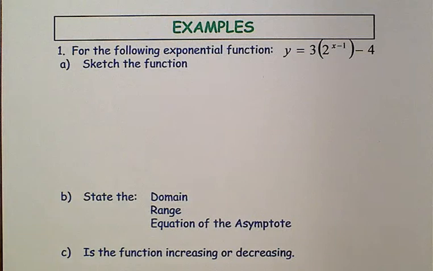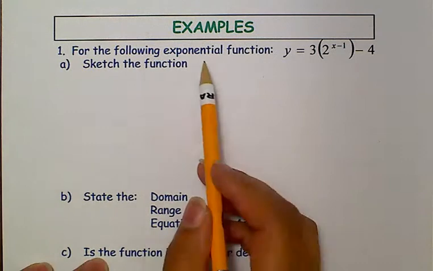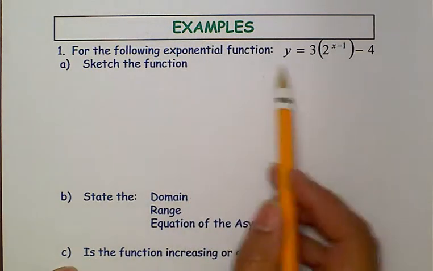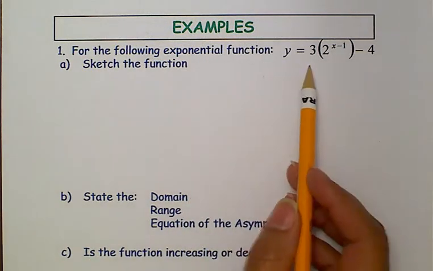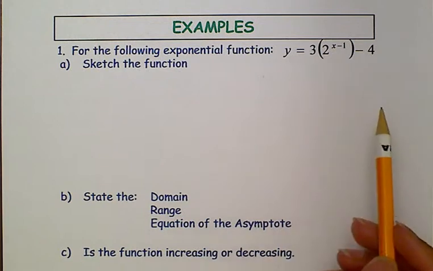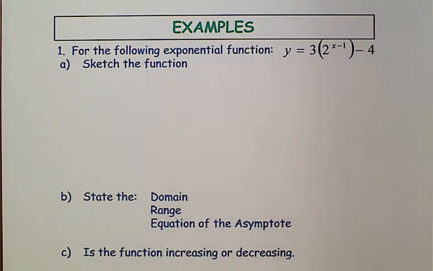Okay, so here's our first example, and it asks us for the following exponential function. So we have y equals 3 times 2 to the exponent x minus 1, minus 4. The first part asks us to sketch the function, and then part B, state the domain, range, and equation of the asymptote, and then part C, whether the function is increasing or decreasing.